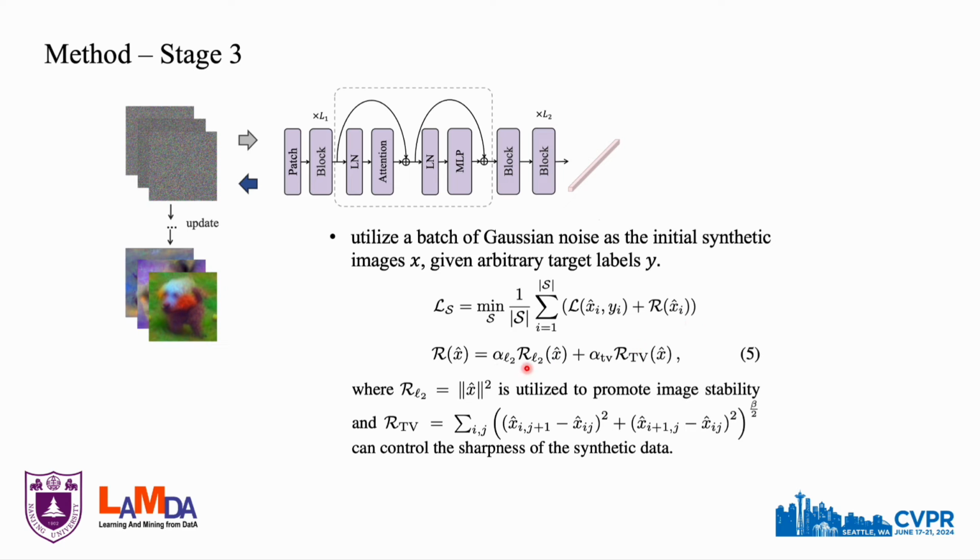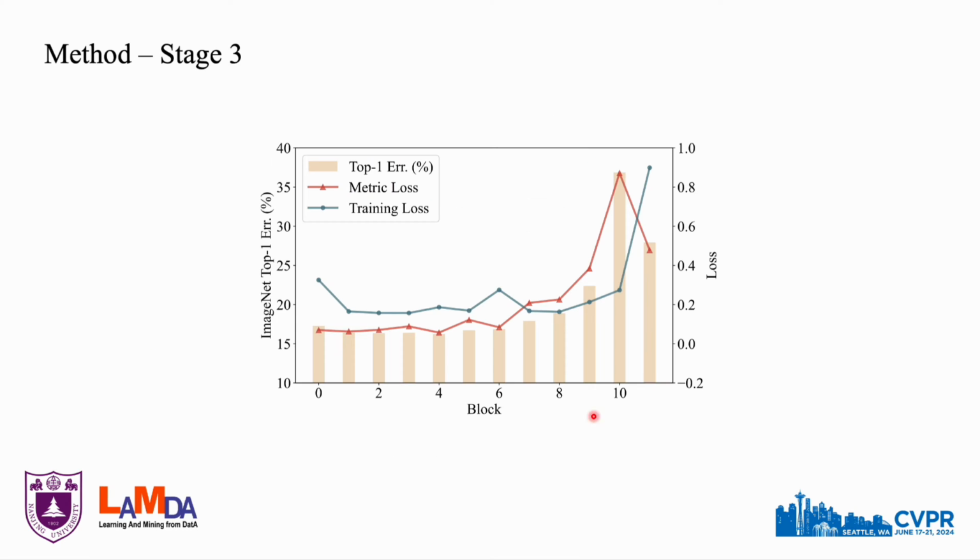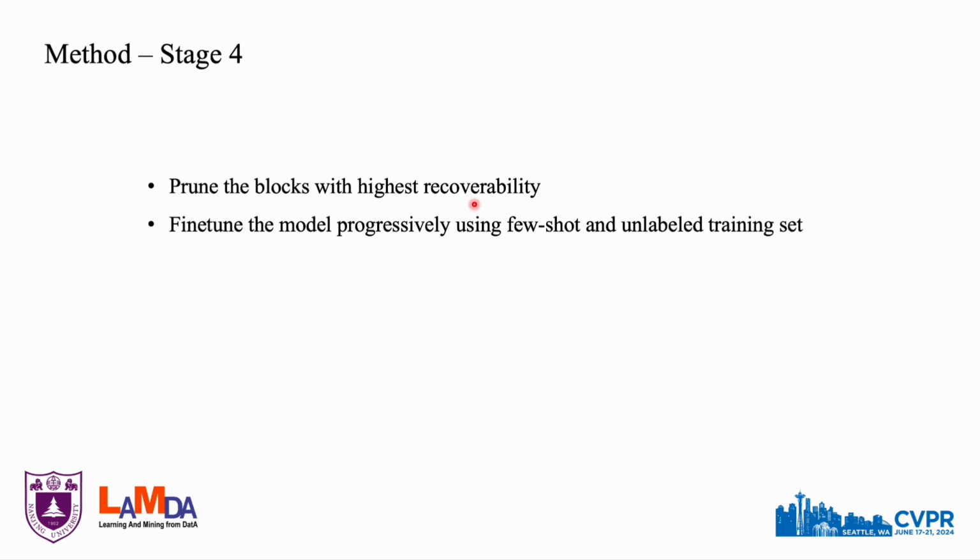As illustrated in the figure, the top one error of candidate models on the test dataset and the matrix loss on the synthetic matrix set are highly correlated. Conversely, the training loss on the tiny training set doesn't show such correlation. We evaluate the recoverability of different blocks on the synthetic dataset and select the blocks with the highest scores. In the final stage, we prune the blocks with the highest recoverability and fine-tune the model progressively using few-shot and unlabeled training set.